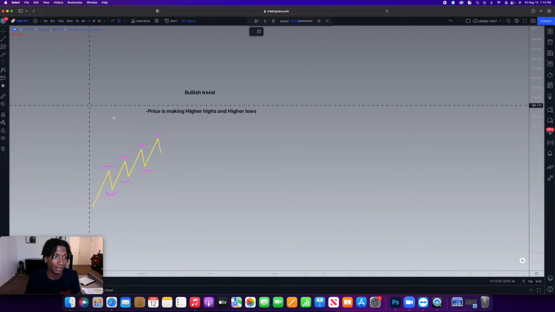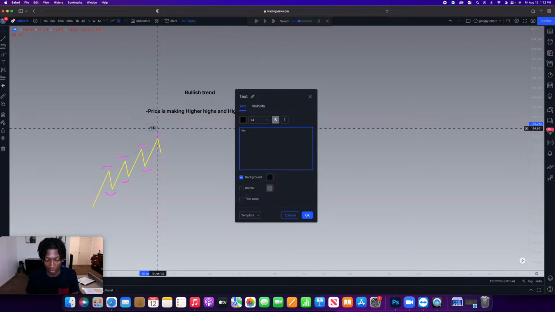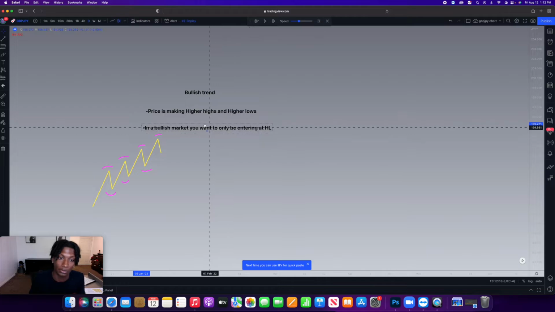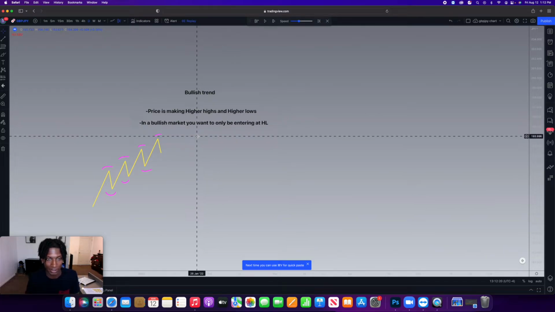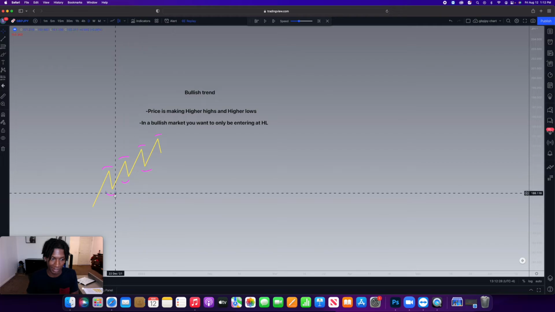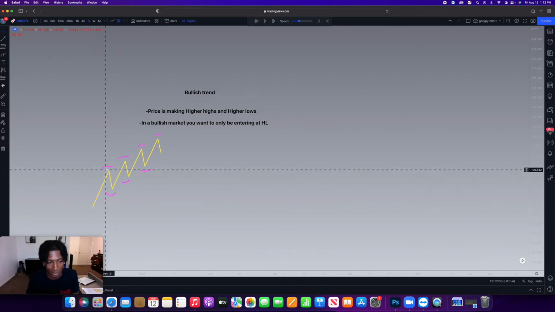So in a bullish market, you want to only be entering at higher lows. So if you notice you're in a bullish market and price is trending bullish, and you can clearly see that, and you want to take advantage of the move, you should only be entering at these higher low points. You should not be entering a buy order at some type of high. That is the simple buy low, sell high rule.